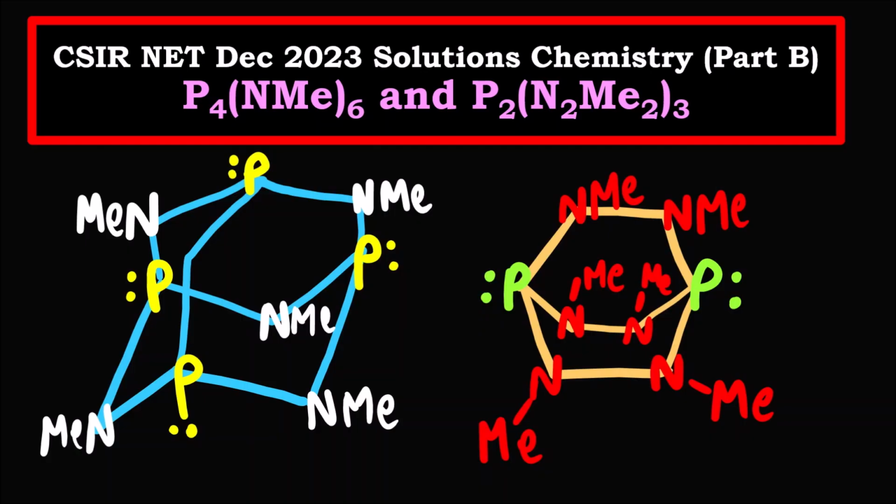Now these are new compounds. If you don't know the structure of this, how can we draw the structure? That is the question. So the first one, P4N6Me6, is similar to P4O6. Instead of directly asking you the structure of the phosphorus oxide, they have asked this one. So instead of oxygen, there is the presence of nitrogen.